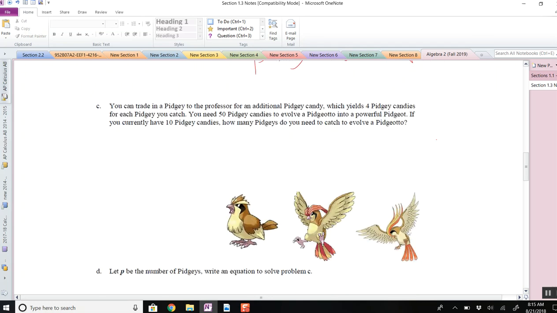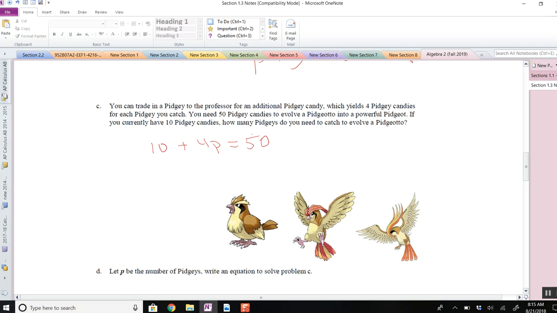If you look at part C, it says here you get 4 Pidgey candies for each Pidgey you catch. You need 50 Pidgey candies to evolve. You can only have 10 Pidgey candies. How many Pidgeys do you need to catch to evolve? Well, if you already have 10 candies, and you're getting 4 candies for each Pidgey, you need to get up to 50, that's how you'd write it.